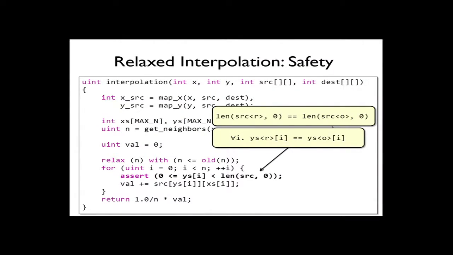So we could take these observations that we made, that the length and the contents of ys are not modified. Now we could express them formally. So here we could say that the length of source in my relaxed program on this first dimension is going to have the same value as the length of source in my original program on this first dimension. And then I could also say that for all values that I have in this ys array, it's going to be the same value in the relaxed program as it is in my original program.